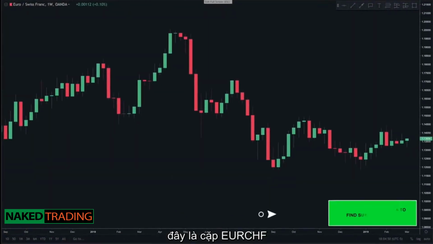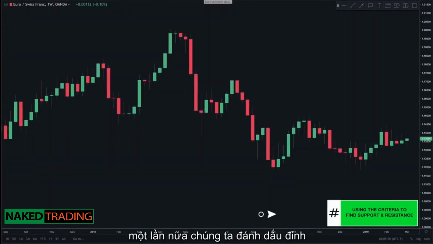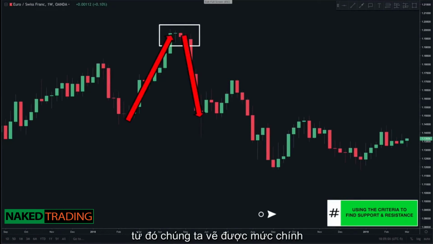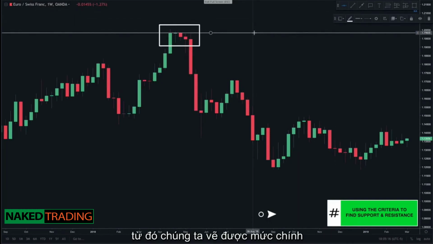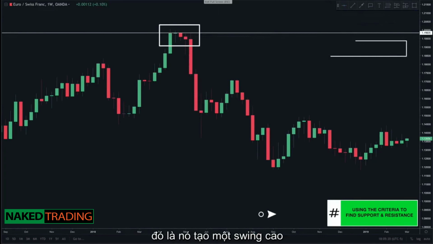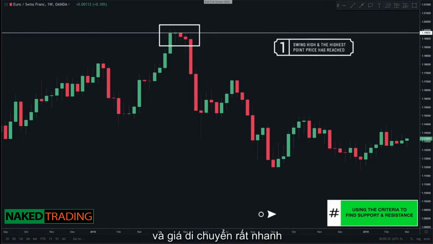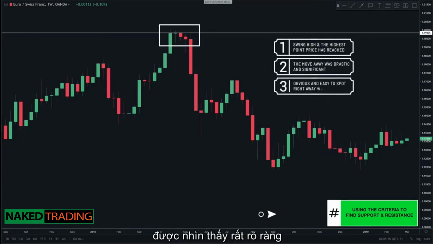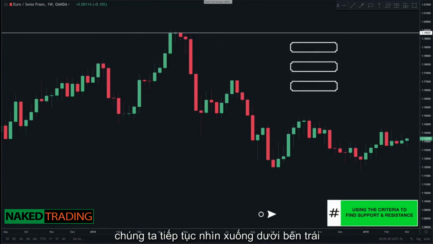Here's the Euro Swiss, and again, starting from the top, we notice this level here where price came up, hit, and reversed from, so we draw it in. So again, what criteria does this level satisfy? 1. It is the extreme swing high. 2. The move away was drastic. And 3. The level is obvious. So moving on down to the left.